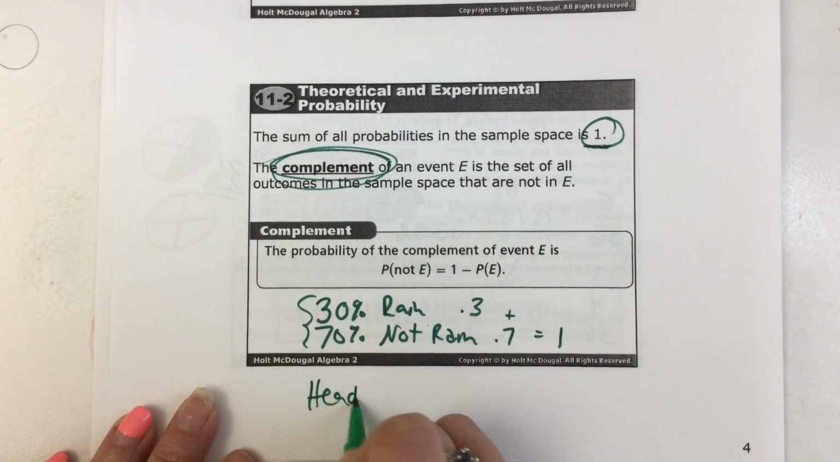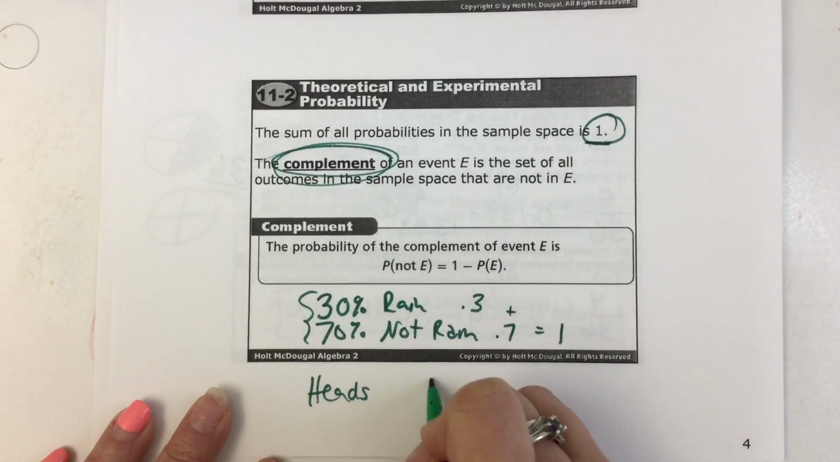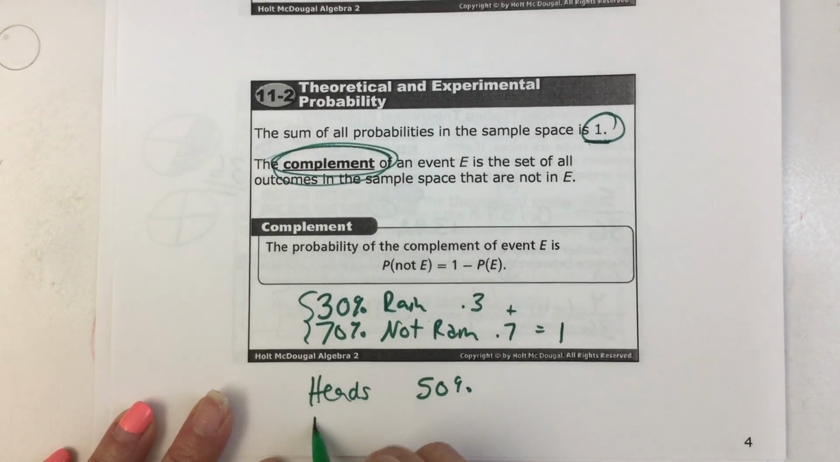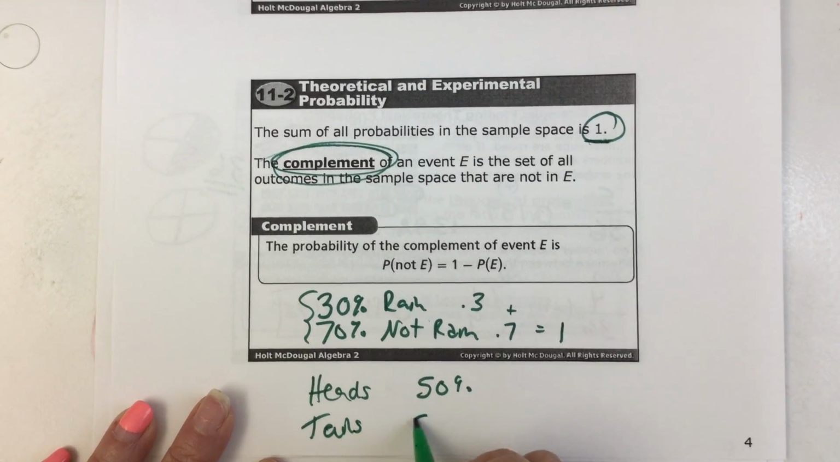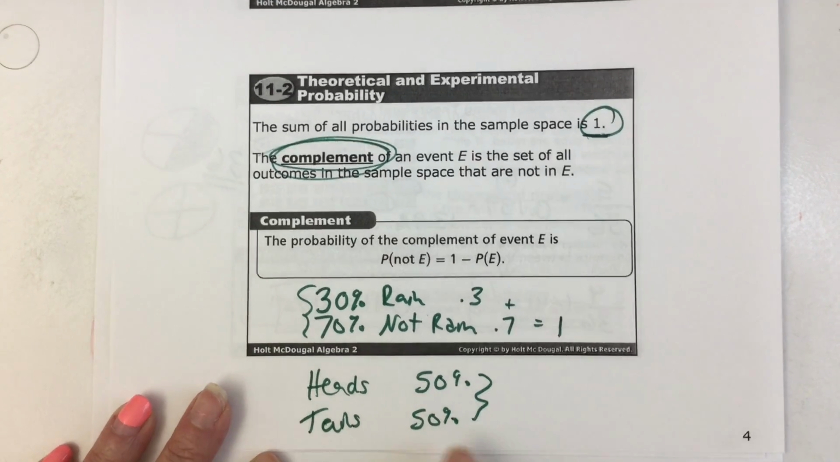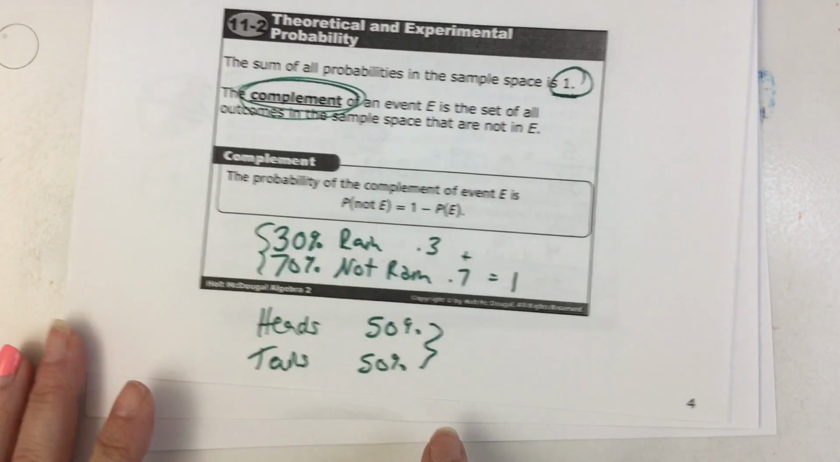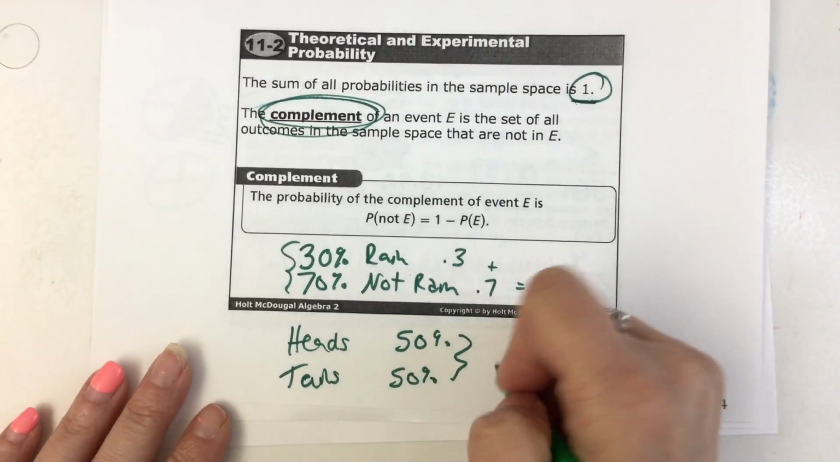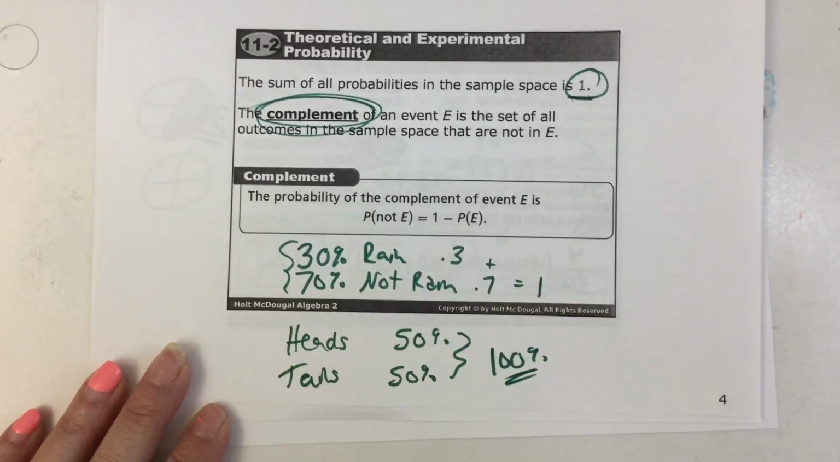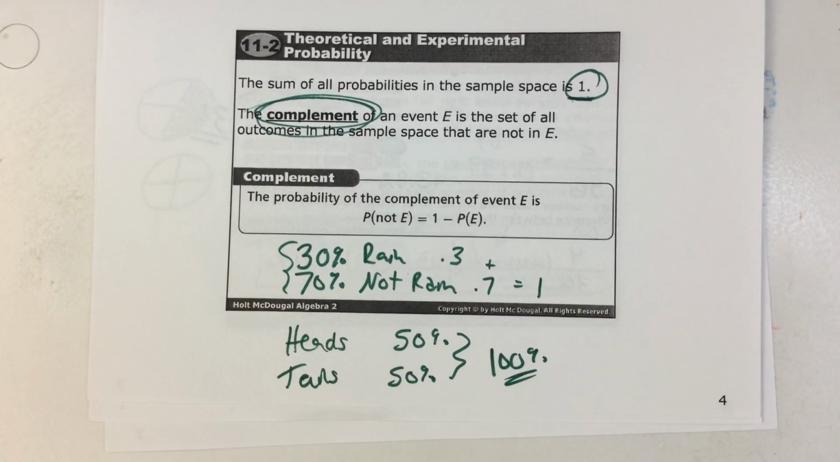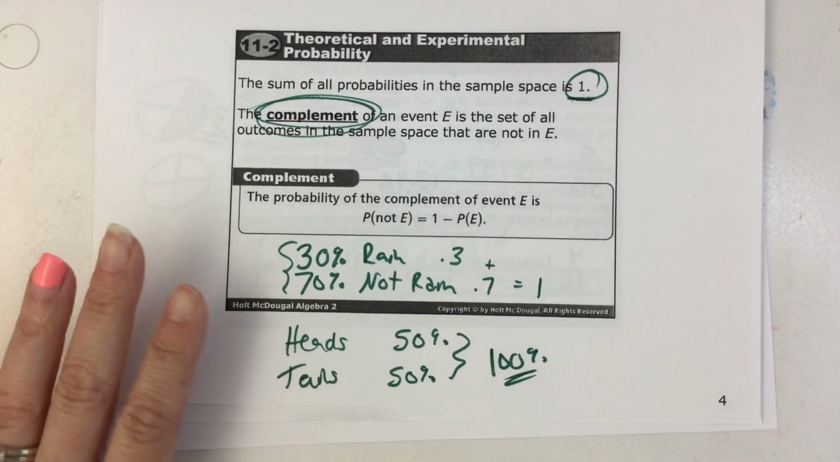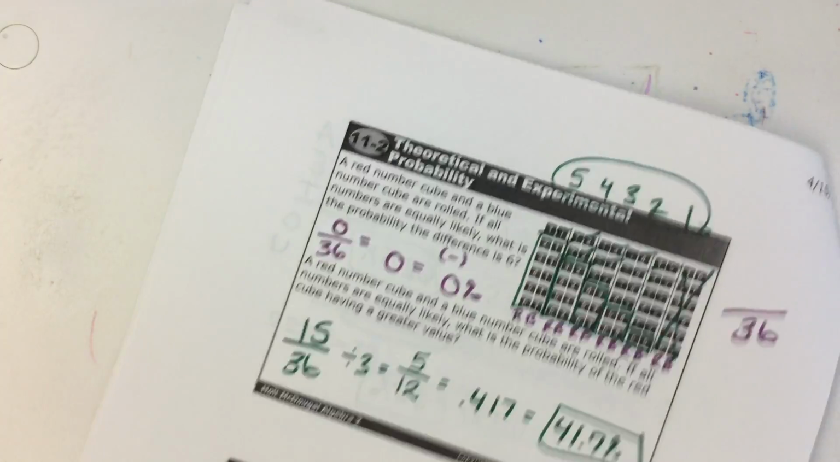If I'm talking about flipping a coin, I have a 50% chance of getting heads. I also have a 50% chance of getting tails. When you flip a coin, those are your only two options. 50 plus 50, there's 100% chance of what can happen. Okay, so that's what they mean when they say a complement. You add everything up to get your 100%.